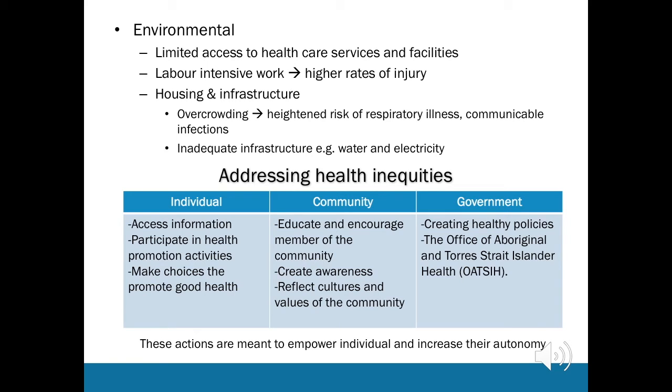The next part is, how do we address these health inequities that they experience? And specifically, the syllabus asks you how this is done on an individual level, the community level, and the government level. I'm going to start off backwards. I'm going to start off with the government. So we've got the Office of Aboriginal and Torres Strait Islander Health, or OATSIH. The government is responsible for creating health policies and ensuring that the Indigenous populations do have those extra resources because of some of the barriers that they have to accessing healthcare.